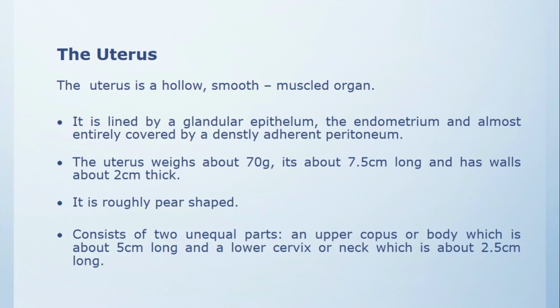The uterus is a hollow, smooth muscle organ. It is lined by a glandular epithelium called endometrium and almost entirely covered by a densely adherent peritoneum. The uterus weighs about 70 grams, is about 7.5 centimeters long, and has walls about 2 centimeters thick. It is roughly pear-shaped.